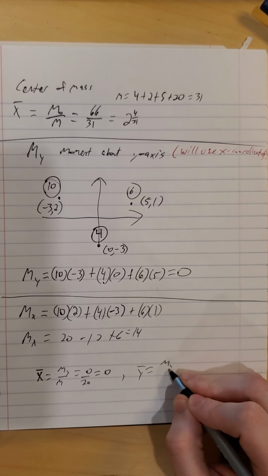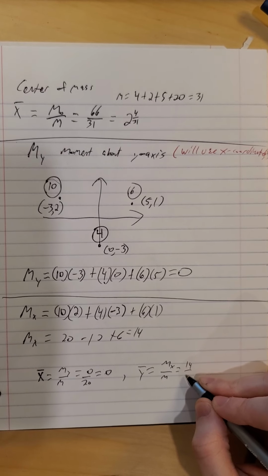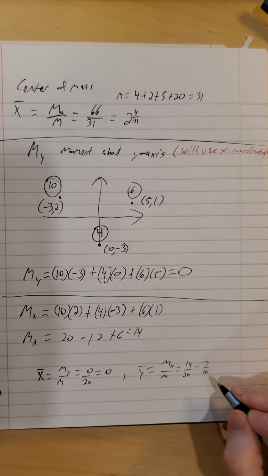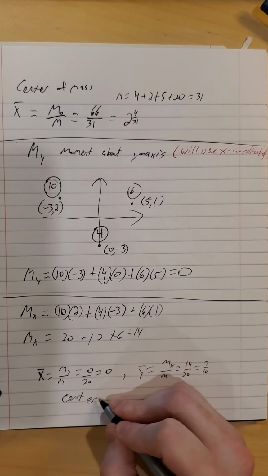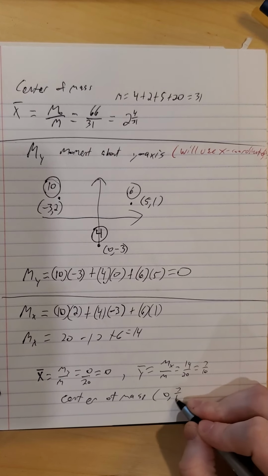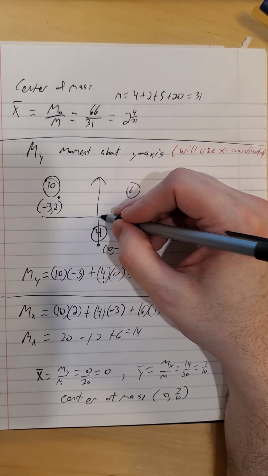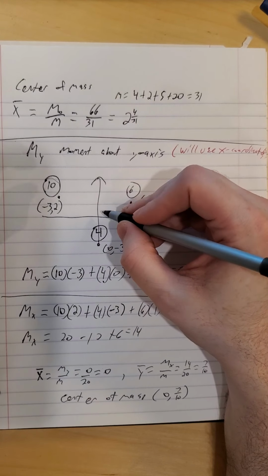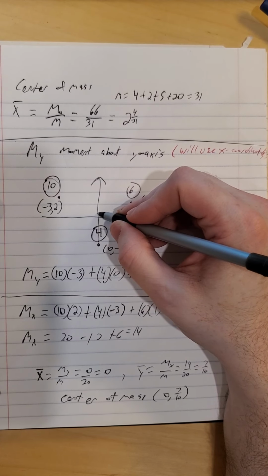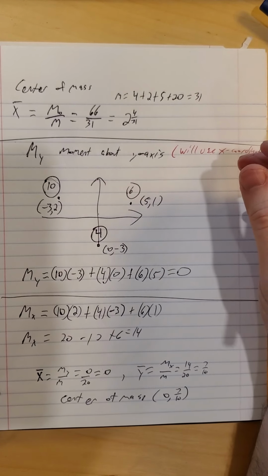Y bar is m sub x over m. So that is 14 over 20, so 7/10. So our center of mass is 0, 7/10. So if I put just one little pin-sized balancing point at 0, 7/10, we wouldn't wobble left and right, we wouldn't wobble up and down, we would achieve equilibrium.